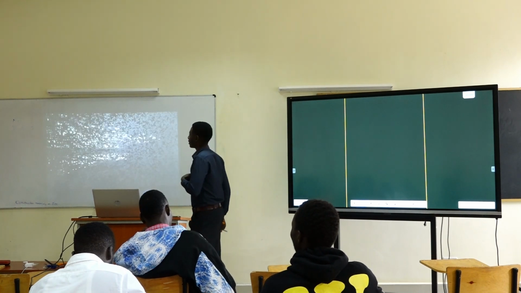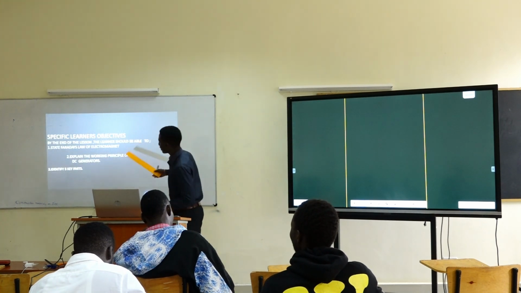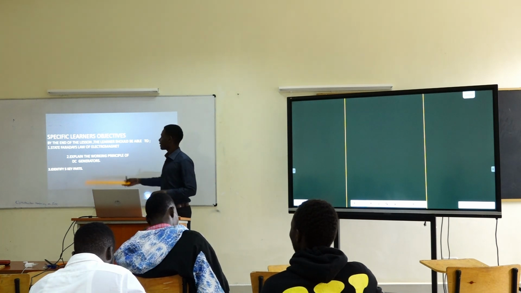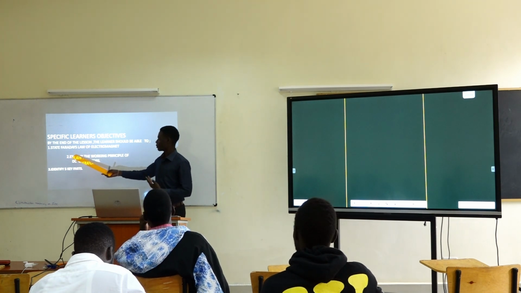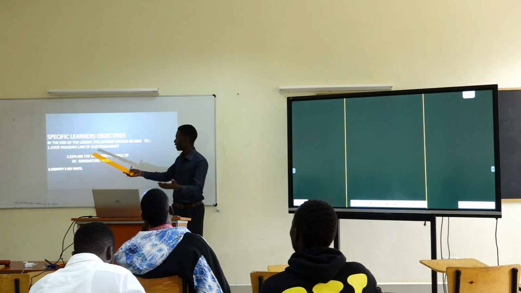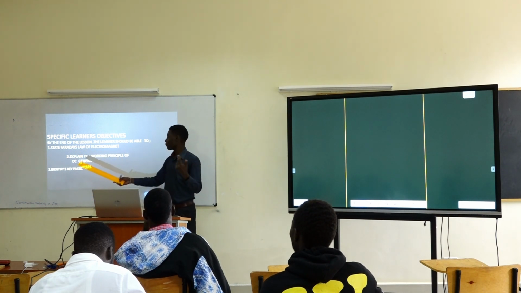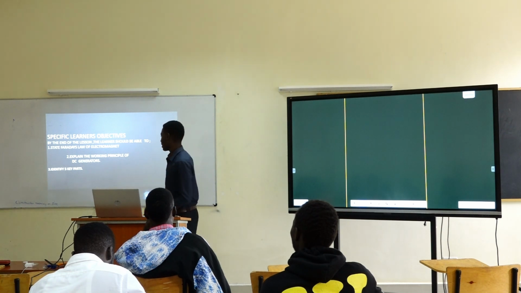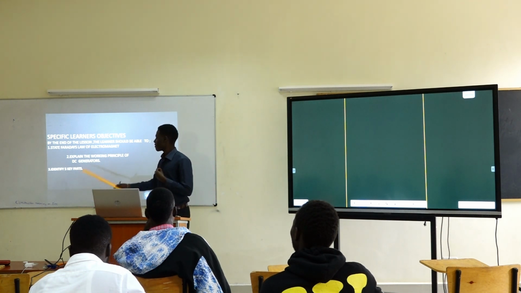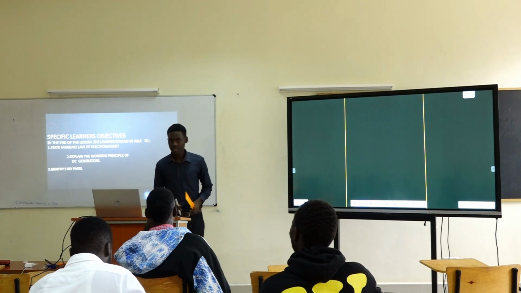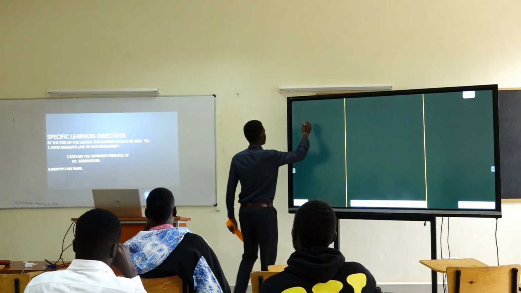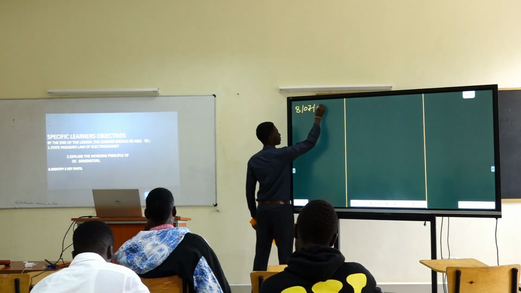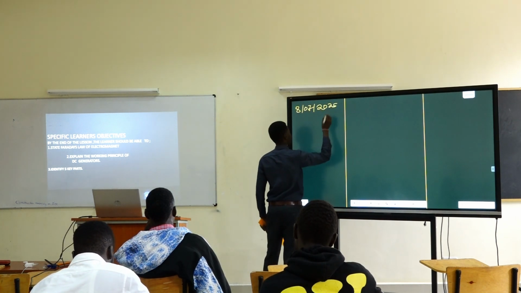Therefore, for today's class, the specific learner objectives are that by the end of this lesson, the learner should be able to: state Faraday's law of electromagnetic induction; number 2, explain the working principle of DC generators; and the final one, identify 5 key parts in a DC generator. So this is on 8 July 2021.